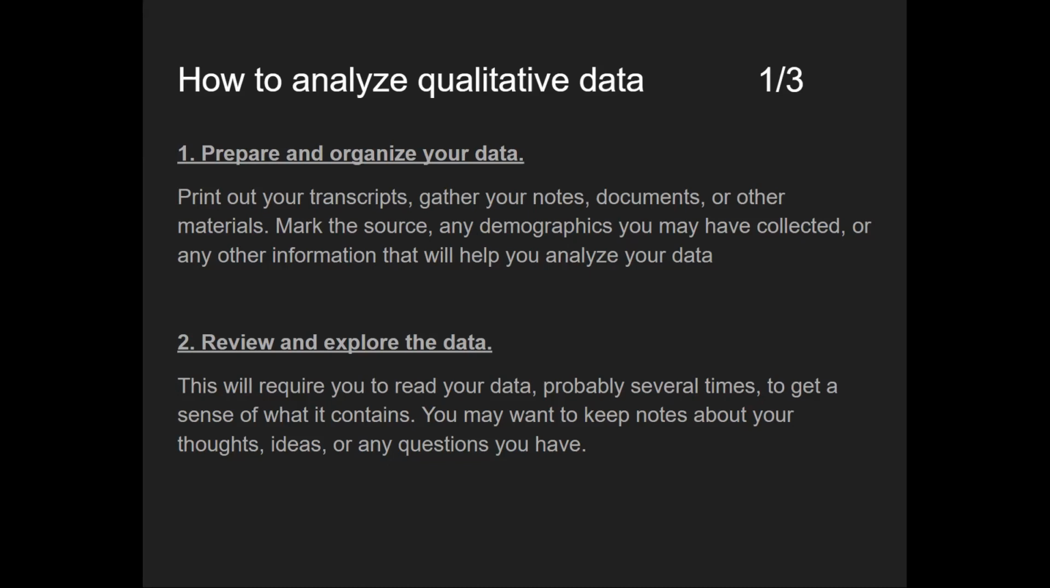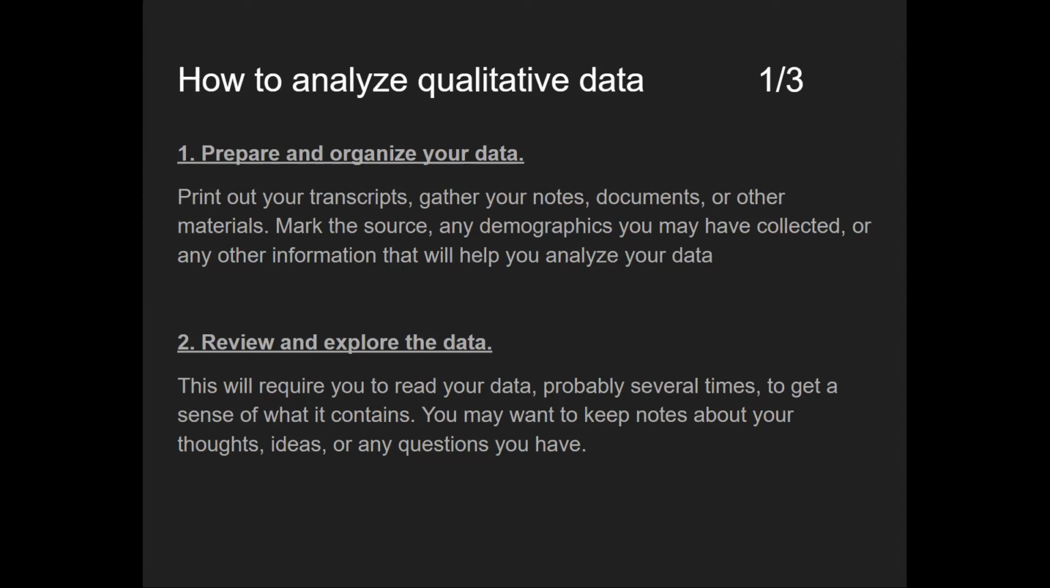For example, as I said, you have the transcripts, you have the documents, you have the open questions ready. So you need to organize your information, right? Because that will be the first step. The second one is to explore the data or to review it.